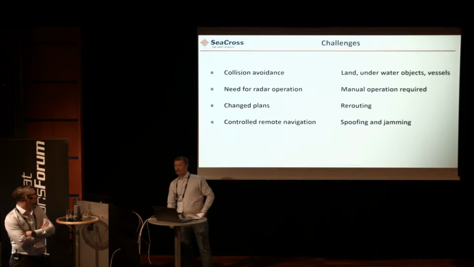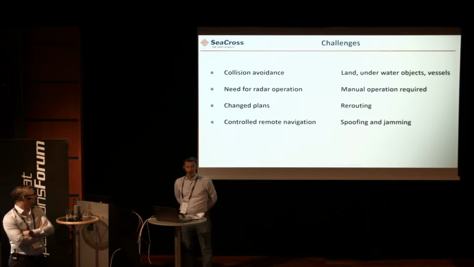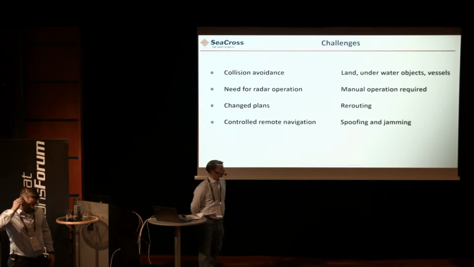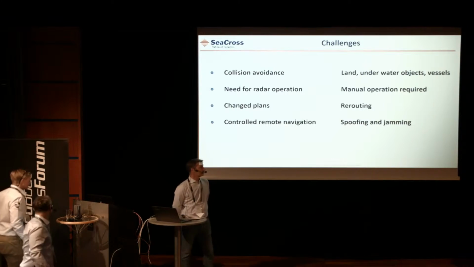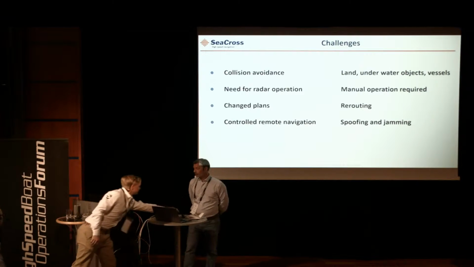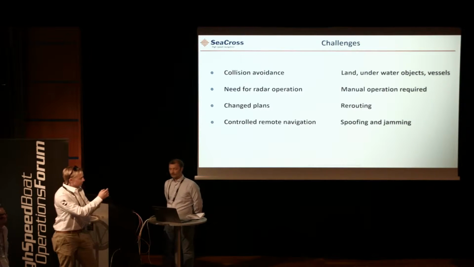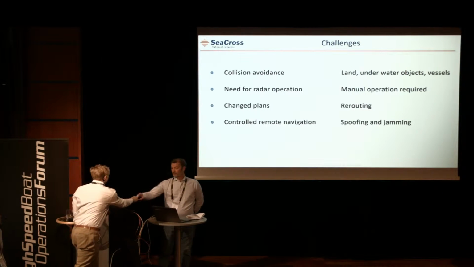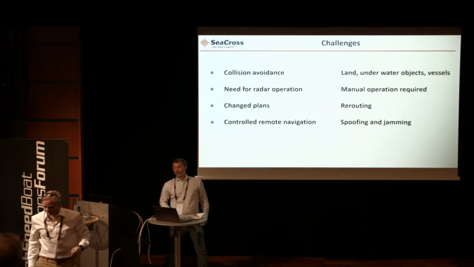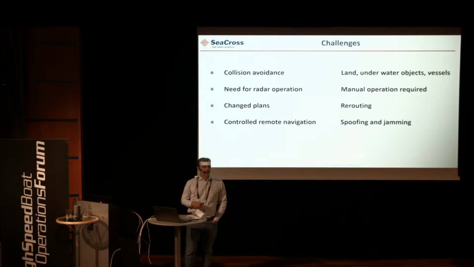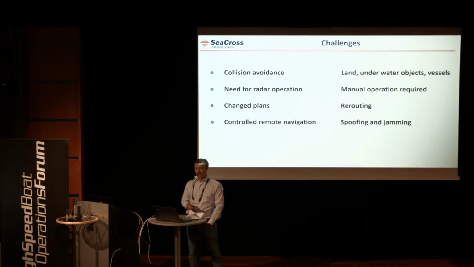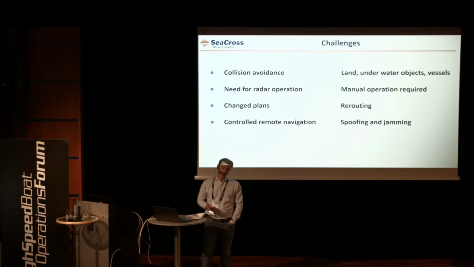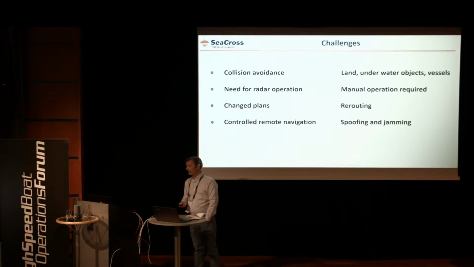You have to be able to make sure you can avoid collisions with other objects, such as land, underwater objects, or other vessels that are on the surface. You also need to have a real-time radar capability, so you can actually detect dangerous objects ahead of the vessel. Otherwise, it's impossible to drive fast with an unmanned vessel.